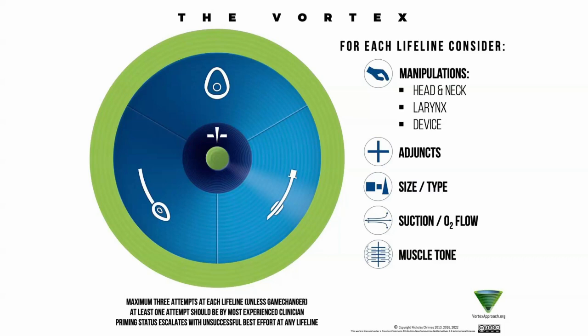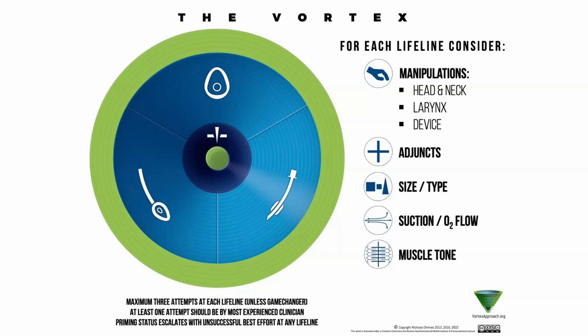With the Vortex, it's important that they do mention that at least one of these attempts should be by the most experienced clinician. And once again, it's not 3 attempts per person. It's a maximum of 3 attempts. So 1, 2, 3, and it's done. It's not that I try 1, 2, 3, then Person B tries. Then we've missed the point essentially.